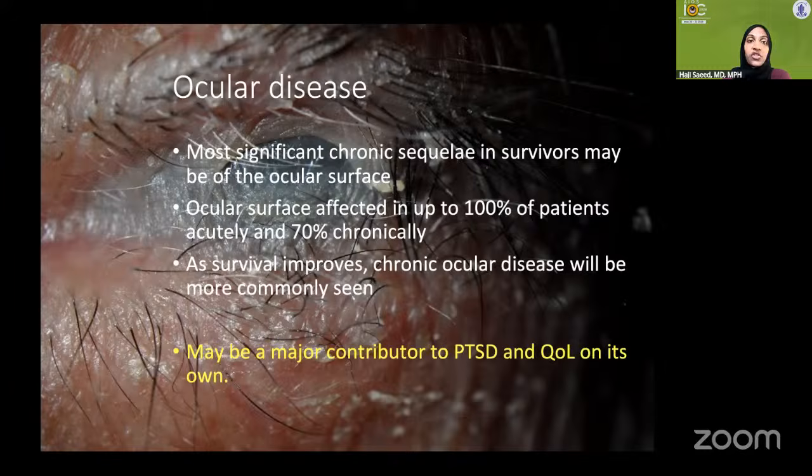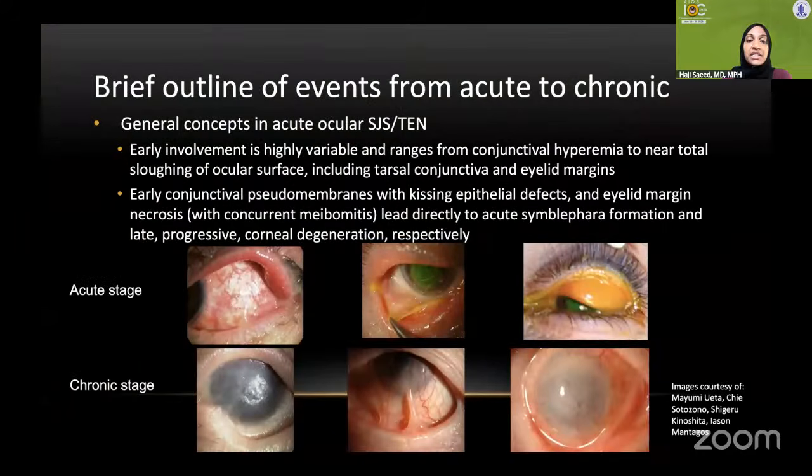So, a brief outline of events from acute to chronic. You can see here, and for the sake of time, I will skip over some of the text and talk to you about the images that we see here. We can see the acute stage, highly variable. You can have just hyperemia of the ocular surface and lid margins to sloughing of the mucous membranes of the ocular surface. You can see a pseudomembrane here in the inferior fornix, a corneal epithelial defect that is highlighted by fluorescein here, and then ulceration and denudation of the eyelid margin.